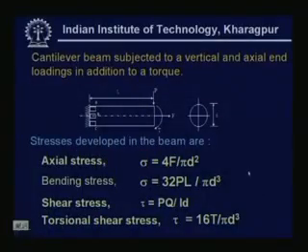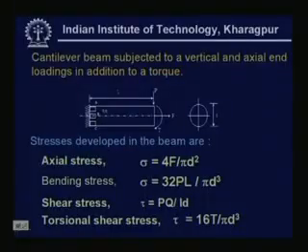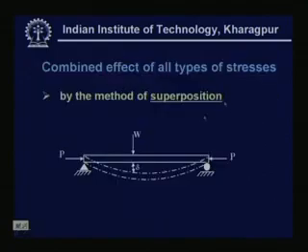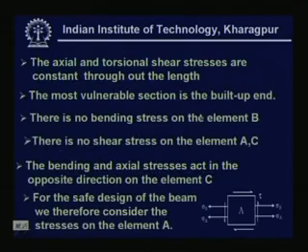Now, here we take up one example of how a combined stress can occur in a beam. You can see that this is a cantilever beam, acted upon by a load P at the end, having a length L. It is acted upon by a tensile load F and a torsion, which, if I view from this side, is in a clockwise direction.